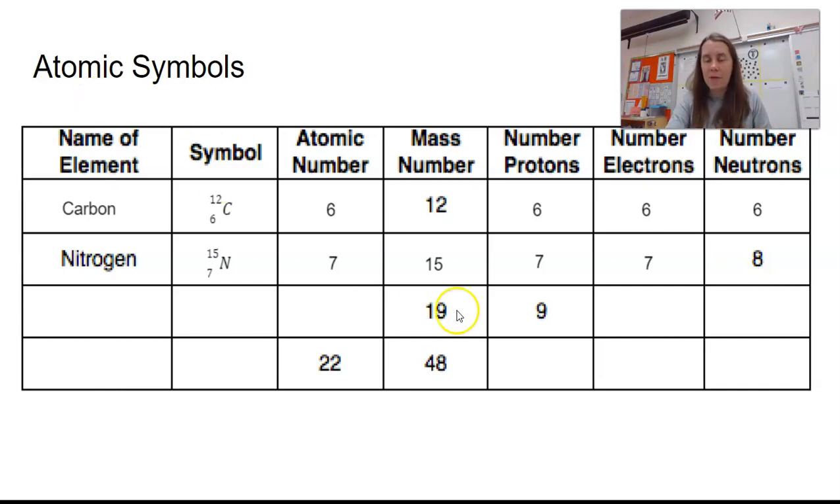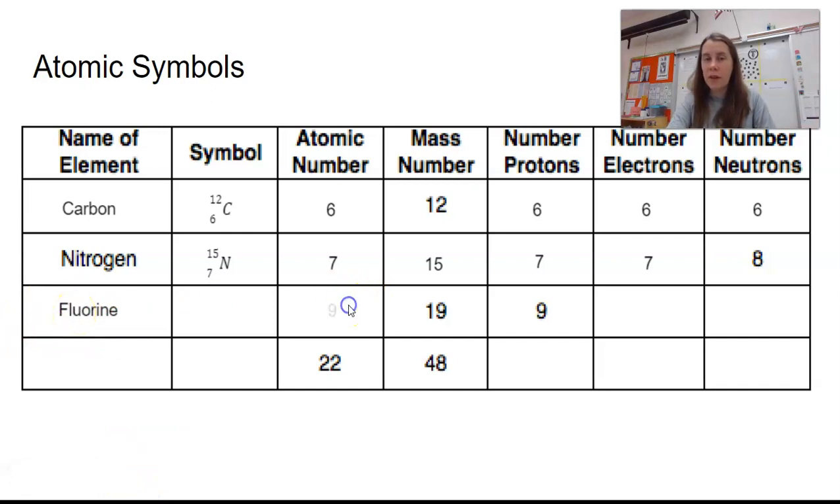Okay. Next, we have something with a mass number of 19, and the number of protons is 9. So the number of protons we know is going to have to be the same as the atomic number, and if we look at our periodic table, the number of protons for 9 would be fluorine, which has an atomic number of 9. And so that's the atom that we're looking at.